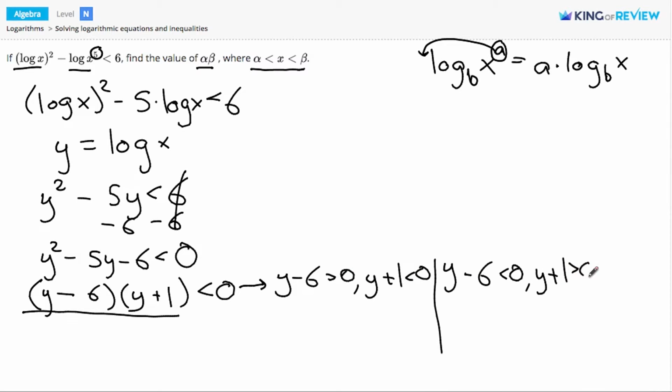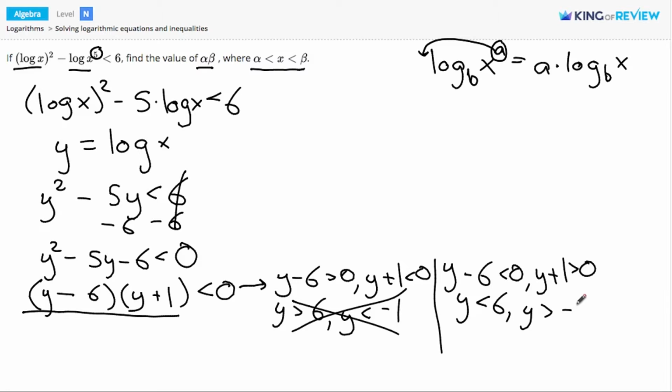So let's see. The first possibility, y is greater than 6 and y is less than negative 1. Well, it's impossible to have a number bigger than 6 and also less than negative 1 at the same time. So this is out. Let's try this solution on the right. y is less than 6 and y is greater than negative 1. Well, you can definitely have a number smaller than 6 and greater than negative 1. If we think about this on a number line, that's all the numbers in between negative 1 and 6. So our solution is negative 1 is less than y, which is less than 6.